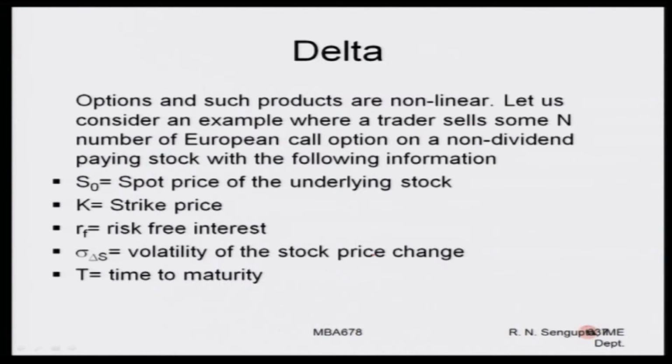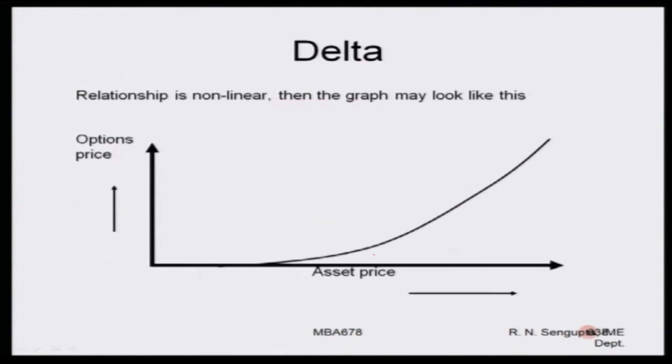Options and such products are non-linear. Let us consider an example where a trader sells some n number of European call options on a non-dividend paying stock with the following information. S0 is the spot price, K is the strike price, RF is the risk-free interest rate, sigma is the volatility of the stock price rate of change, and T is the time to maturity.